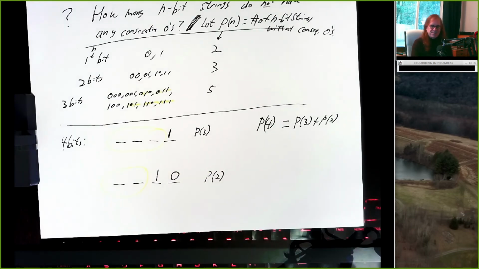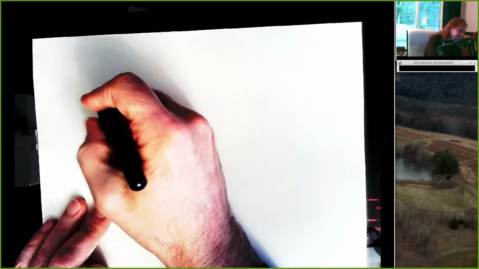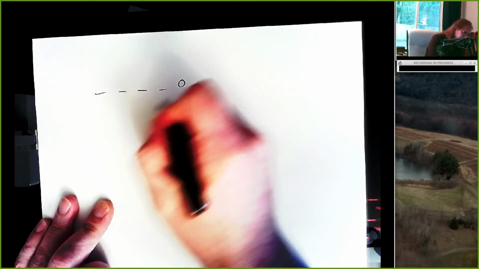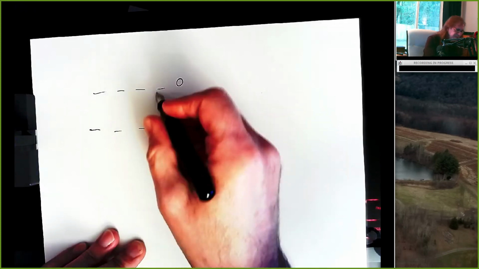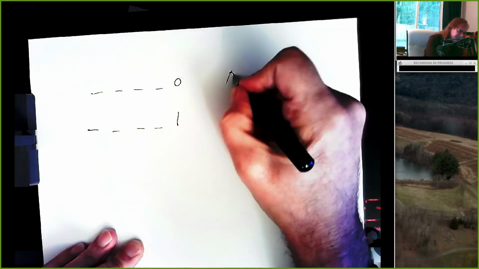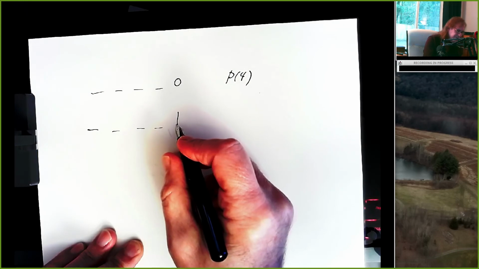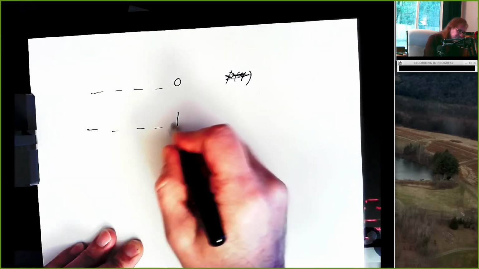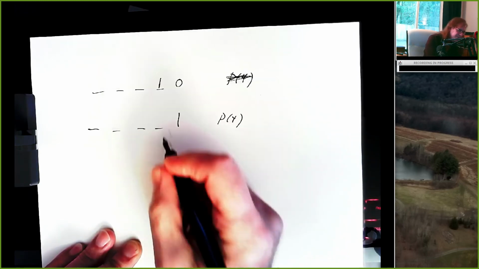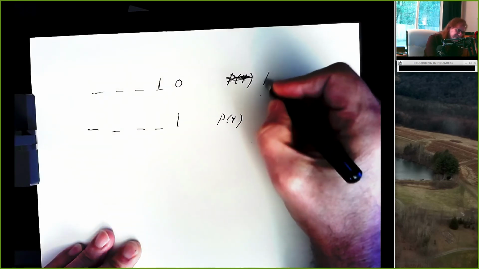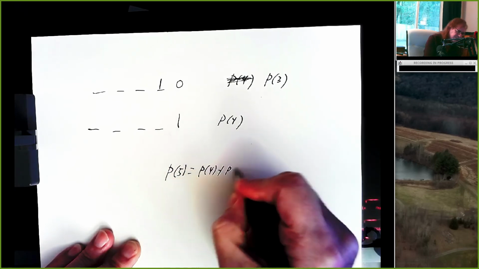But do we know that this pattern also holds for 5? Well, we haven't shown that yet. But we could. We could say a 5-bit number ends with either a 0 or a 1. If it ends with a 1, this can be anything, so this is P of 4. If it ends with a 0, this has got to be a 1, and the number of ways to fill in this is P of 3. And so we could show P of 5 equals P of 4 plus P of 3.